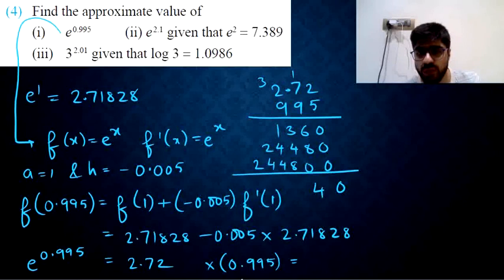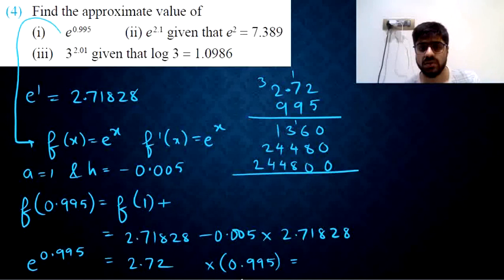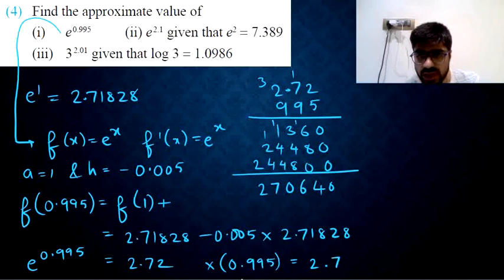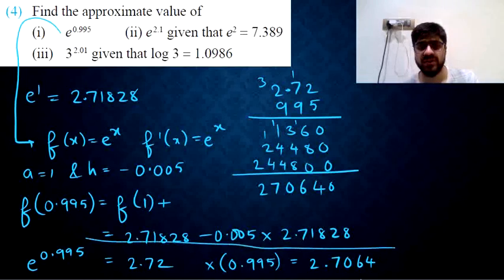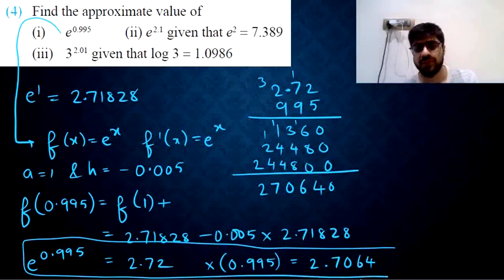So we have a 0 here, then a 4 here, carry 1, so we have 8 and 8, 16. I'll write down the numbers. So 0, 4 carry 1, then we have 6 carry 1, and we have a 0 carry 1, so we have 7 and a 2 here, so the approximate value becomes 2.7064, and that's the approximate value for e power 0.995.